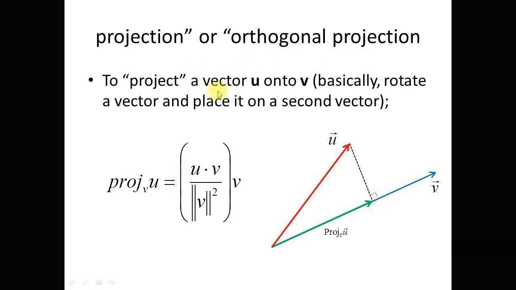To project a vector U onto vector V, basically rotate a vector and place it on a second vector. This is vector U and this is vector V. The projection of U onto V basically means to rotate this vector and place it on the second vector. So the projection of U on V, and this is the formula I have already told you in the previous slide: A dot B divided by A magnitude into vector A.